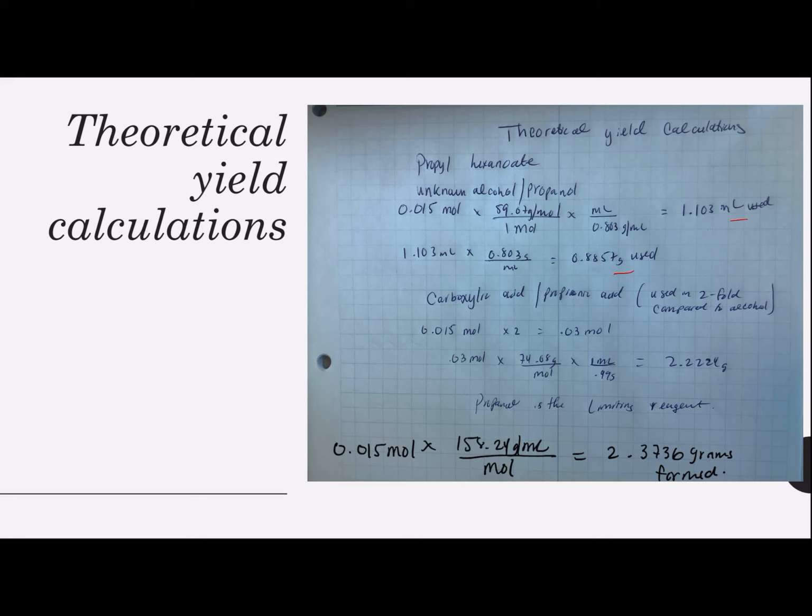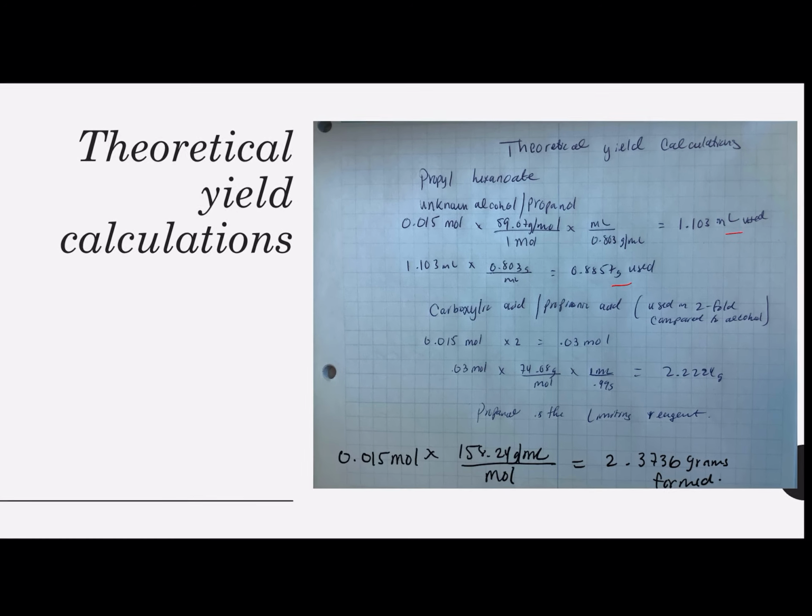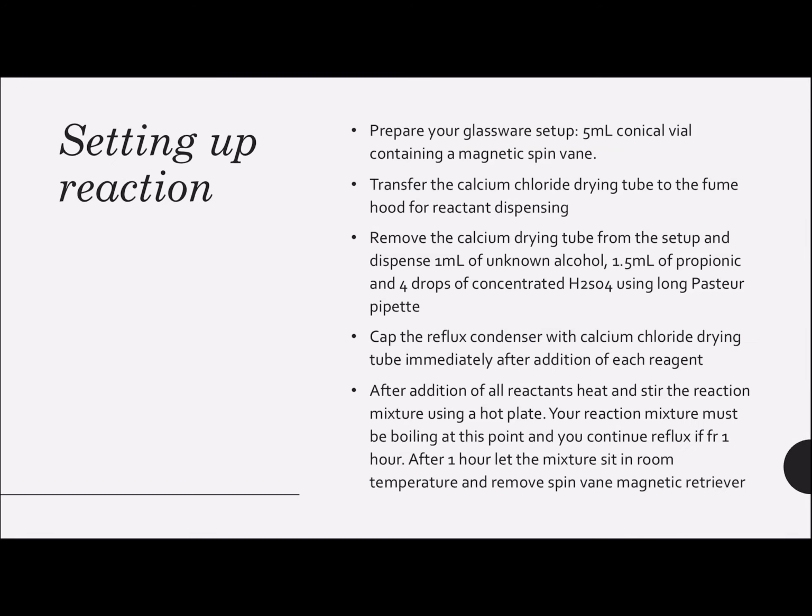Let's move on to the setting up of the reaction. There are actually several steps to this reaction, so we have to prepare several things. The glassware setup. We have to transfer some calcium chloride for the drying tube. We have to remove the calcium drying tube. We have to cap the reflux condenser. Just several things that we have to do in this reaction.